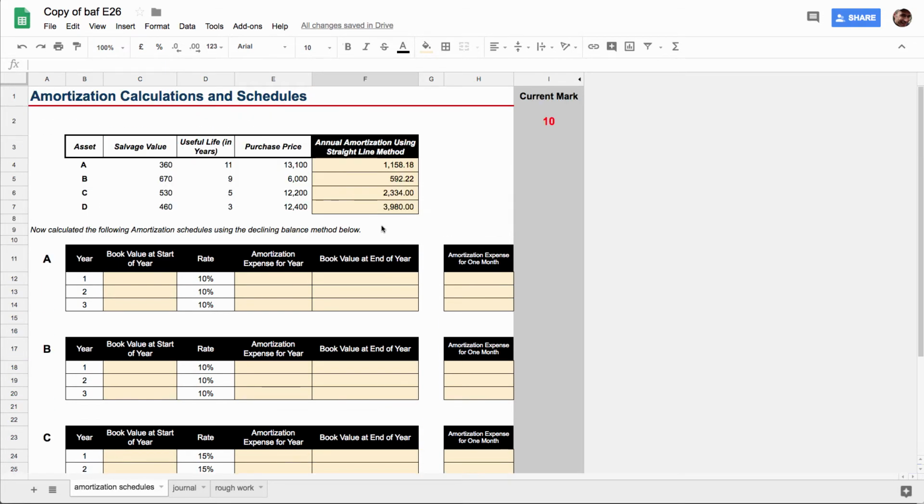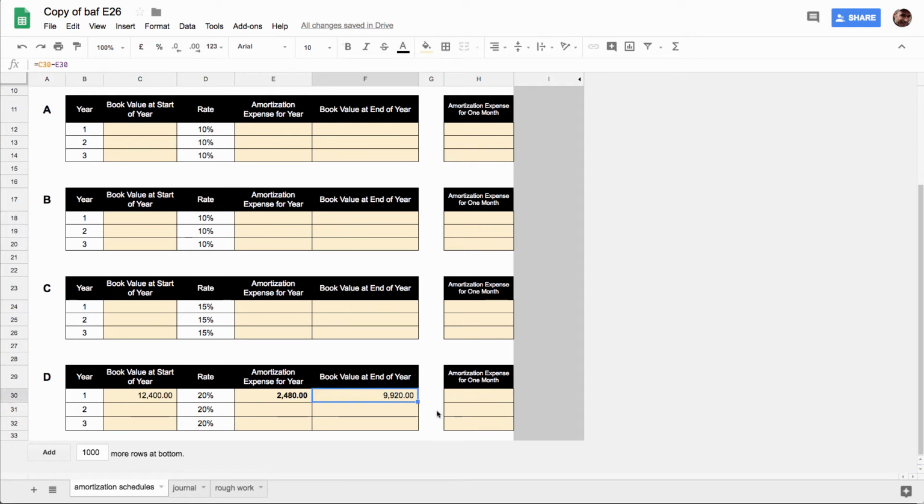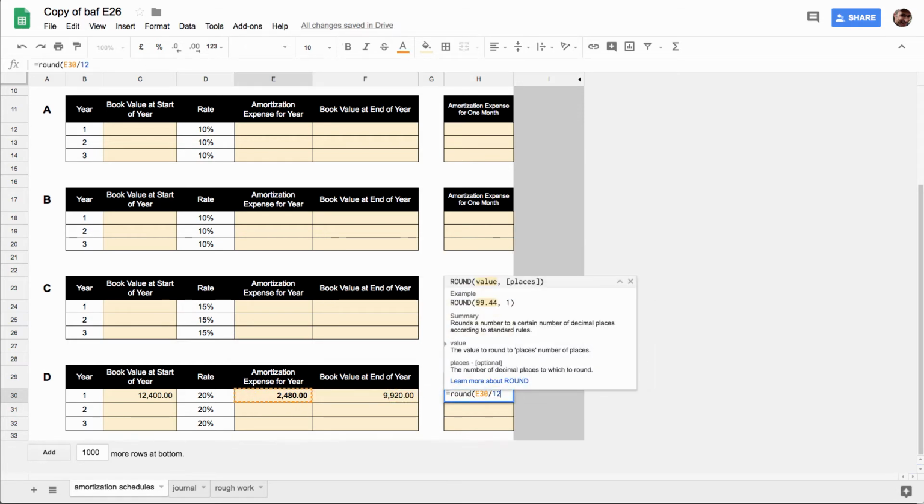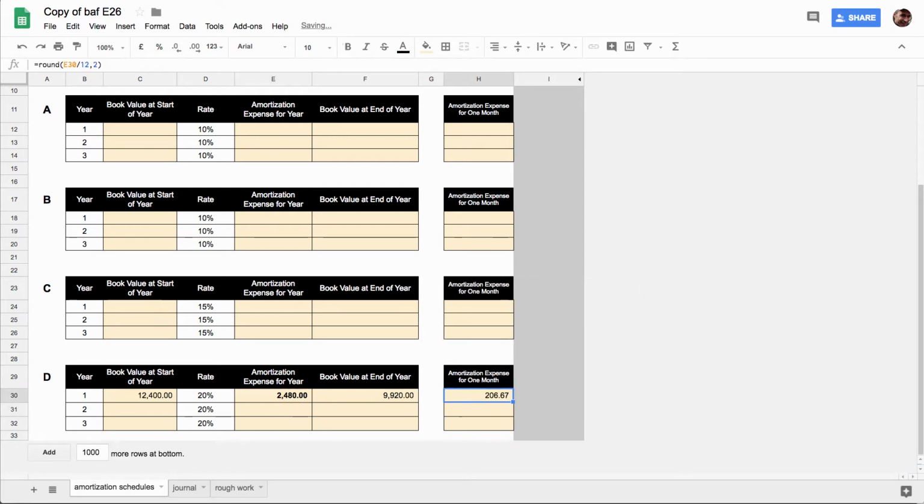Now remember, everything on the screen, all of these amortization amounts are for a year, and so is this. This would be the first year's amortization. If you want to know what it is for a month, you'd have to take this and divide it by 12, right? Don't forget about rounding. You'd go round, and you'd take this, divided by 12 to 2 decimal places. That would be your answer, and then you know it's properly rounded.